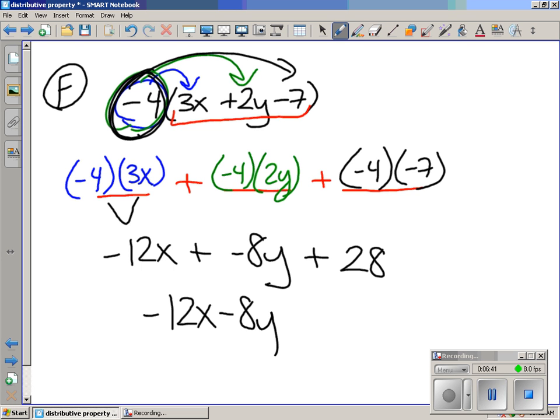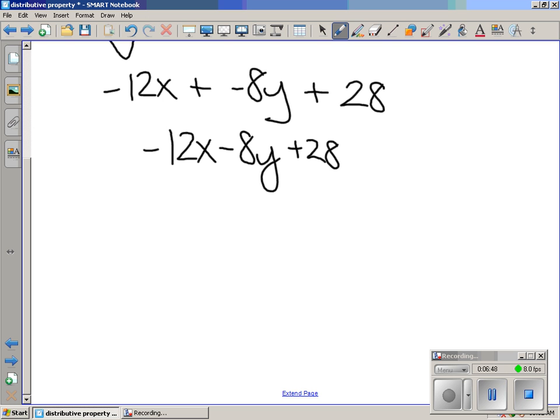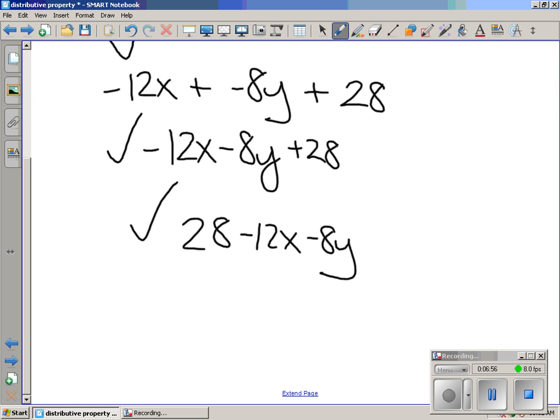Once again, I'm trying to show you that there are different ways to write this. You could also switch the order. Let me switch the order one time. So those answers are all the same thing, just written slightly differently.